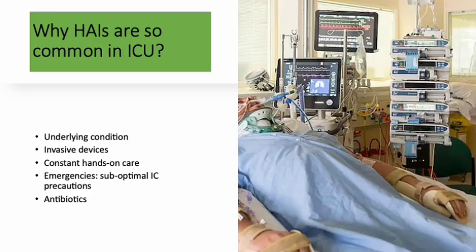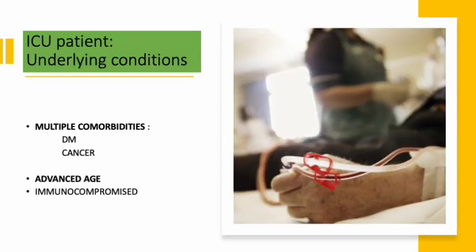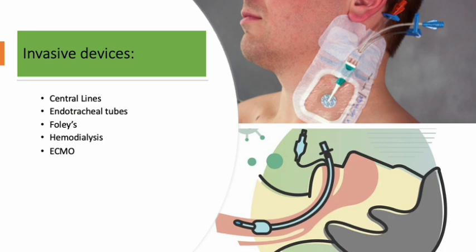So let's now discuss the unique environment and risk factors in ICU which make them highly susceptible to healthcare associated infections. ICU patients are often immunocompromised with multiple comorbidities like diabetes, cancer, and advanced age. Frequent use of central lines, endotracheal tubes, catheters, and life supports like dialysis and extracorporeal membrane oxygenation increases infection risk in these patients by many times.